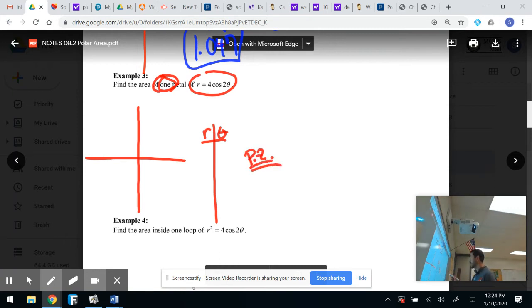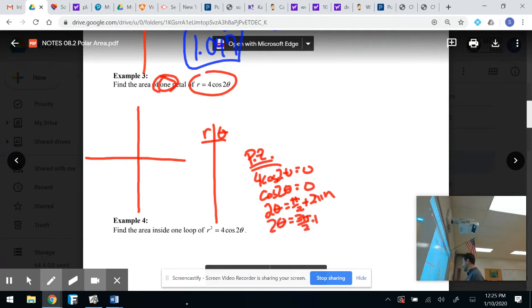Polar zeros, which would be when 4 cosine of 2 theta is equal to 0, which would be when cosine of 2 theta is equal to 0, which would be when 2 theta is equal to pi over 2 plus 2 pi n, or when it's 3 pi over 2 plus 2 pi n. All right, so I'm going to get this started. I will plug those in. I'm going to try to save a little bit of time. If I put a 0 in, that's not going to be a polar 0, but my first one will be at pi over 2.